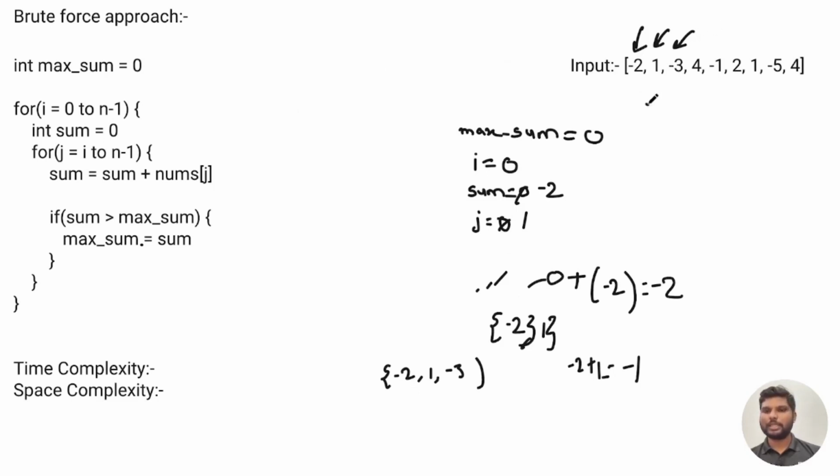In the next iteration, i will start from here and j will start from here, so it will create all the subarrays which start with 1. It's like 1, and in the next iteration we will create 1, -3, and so on. We will create 1, -3, 4. We will create all the subarrays again and calculate the sums. If any sum is greater than max sum, we will assign max sum the sum value, and so on. So I hope you got the intuition behind this approach.